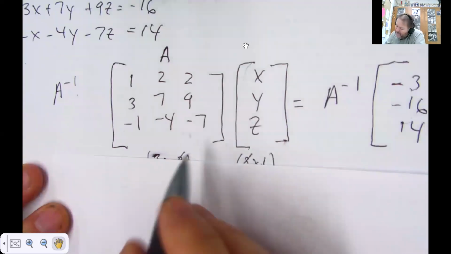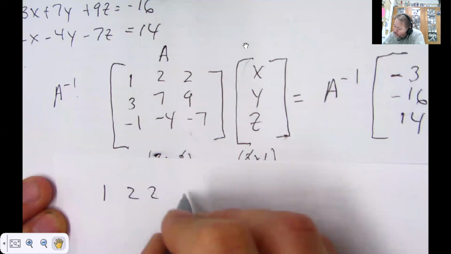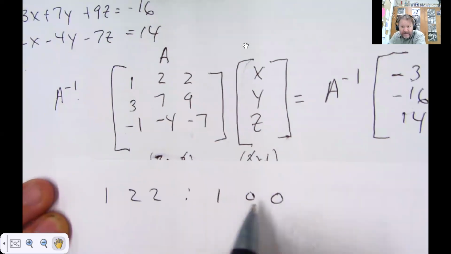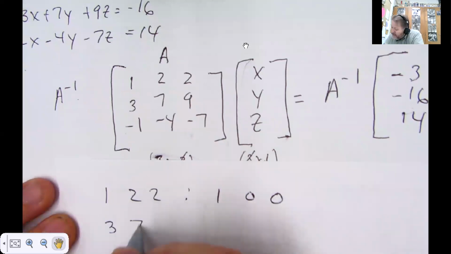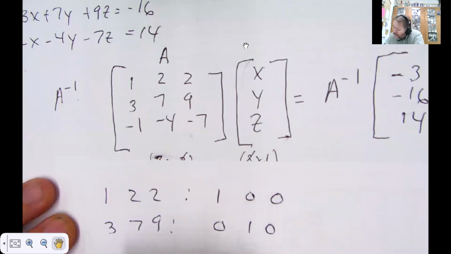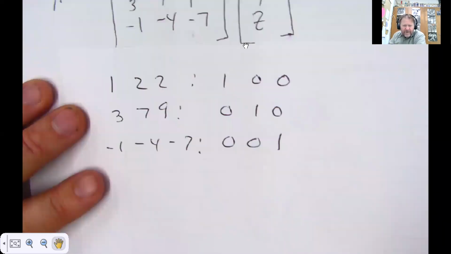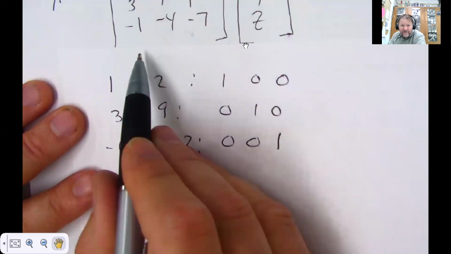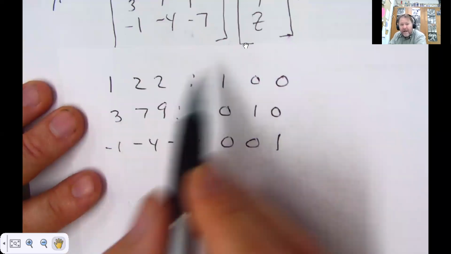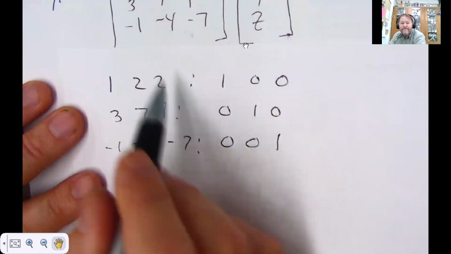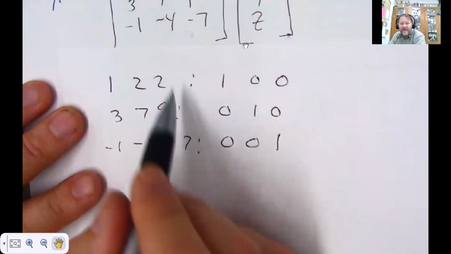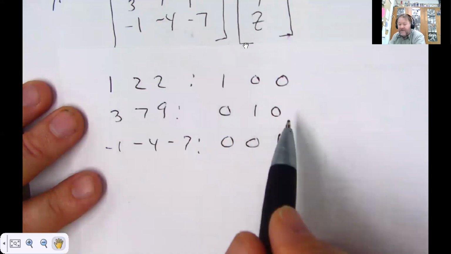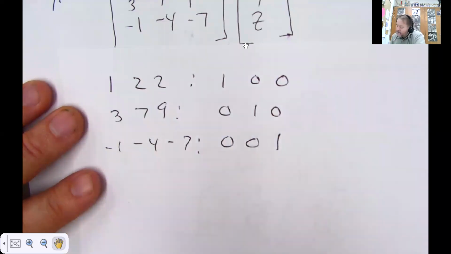This is A. That's 1, 2, 2, 1, 0, 0. Remember, we set it equal to the identity matrix. 3, 7, 9, 0, 1, 0, -1, -4, -7, 0, 0, 1. Now remember, what we're trying to do is we have A augmented with I. We have the coefficients matrix on the left, identity matrix on the right. The goal is that through row manipulations we make the left into the identity matrix, and then what's on the right will be the inverse. All right, let's do that.